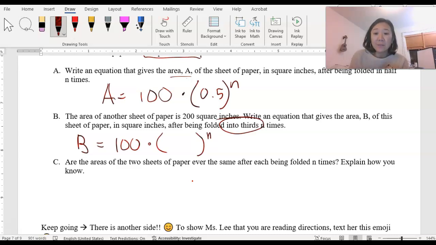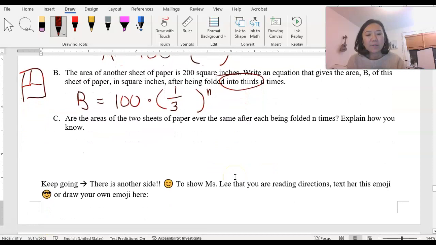Now in this case, if it's being folded into thirds, then the area is going to be a third of what it was before. And so you don't need to subtract from 1 here, because 2/3 isn't what will be left. Because I'm folding it into thirds, that paper, however I'm folding it, 1, 2, 3, will be split into 3 parts now. And so the area will be a third of what it once was.